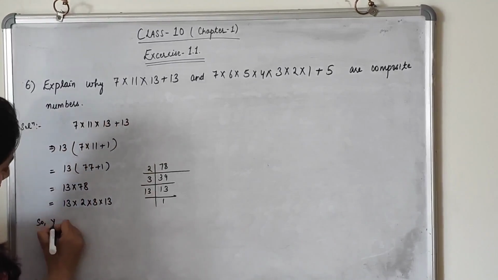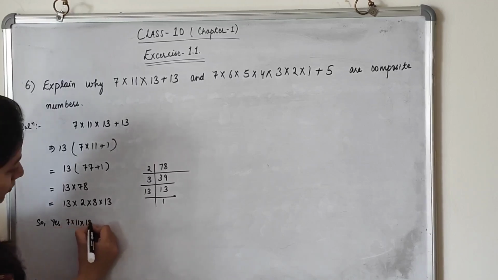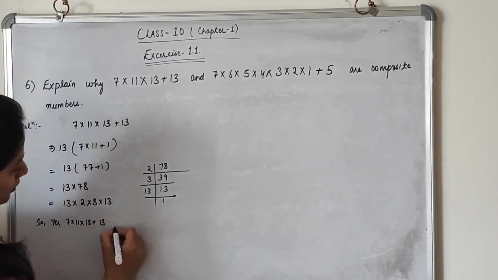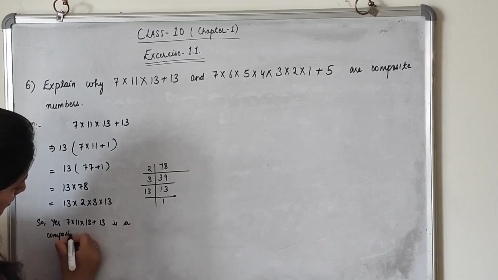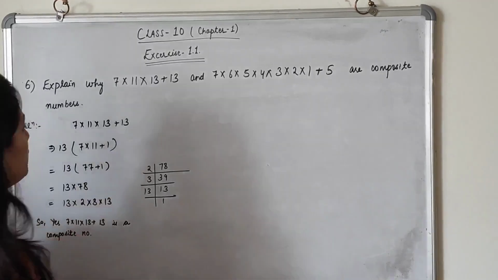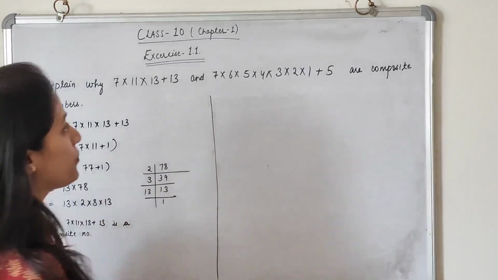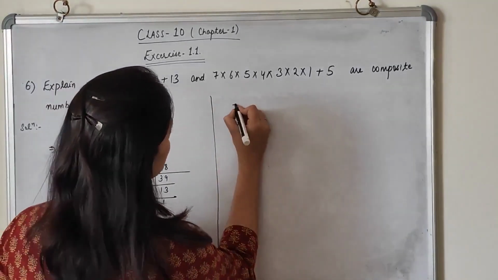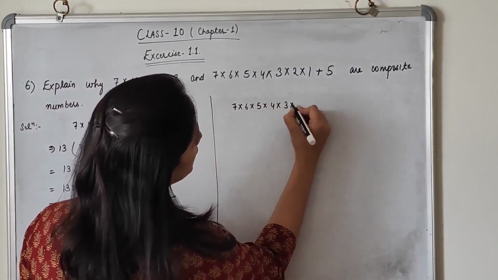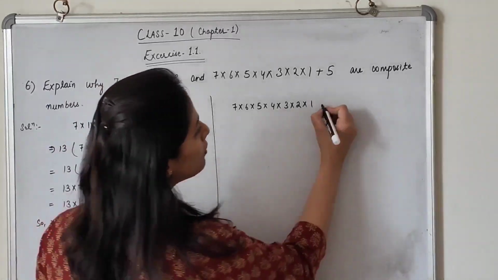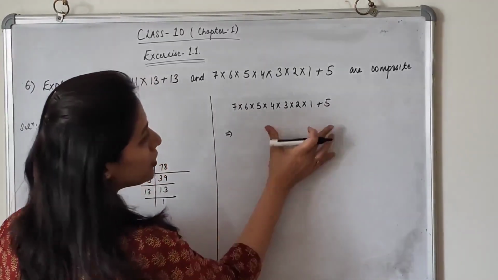So yes, 7 × 11 × 13 + 13 is a composite number. Similarly, do the second part in a similar way. So what are the numbers? 7 × 6 × 5 × 4 × 3 × 2 × 1 + 5. So what is common amongst these numbers?